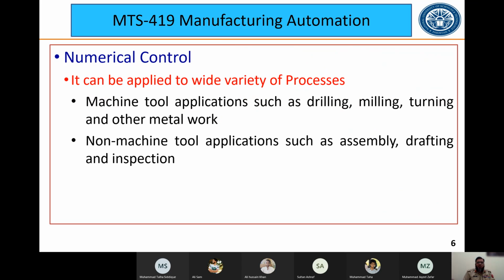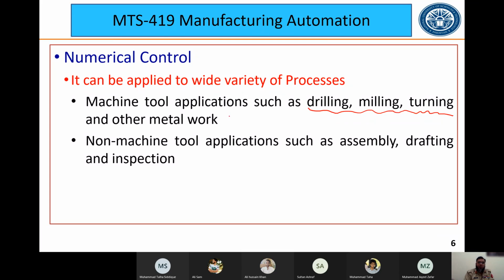It can be applied to a wide variety of processes and machine tool applications such as drilling, milling, turning, and other metal work. These are the machines which you have been dealing with while you carried out the workshop practice module. These machines can carry out drilling, milling, turning, or other metal works. These are the machine tool applications, and these are the processes which can be carried out with the help of CNC machines also.